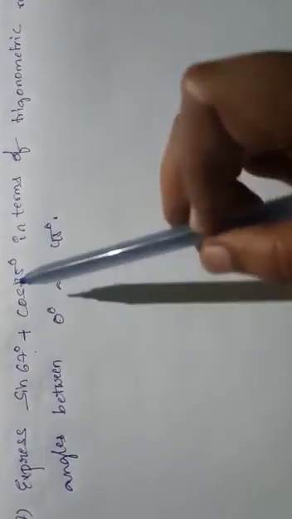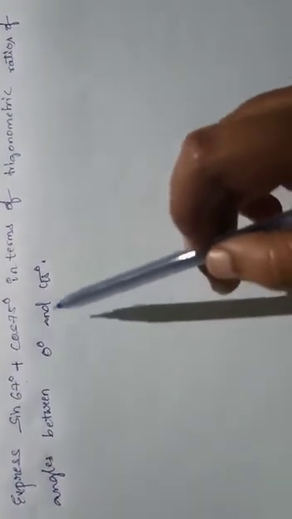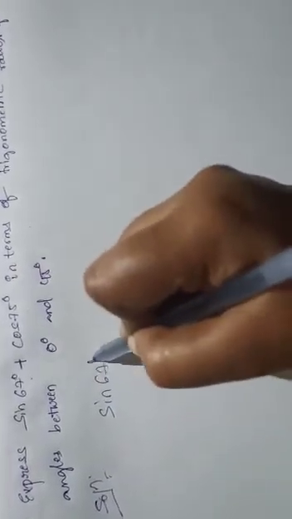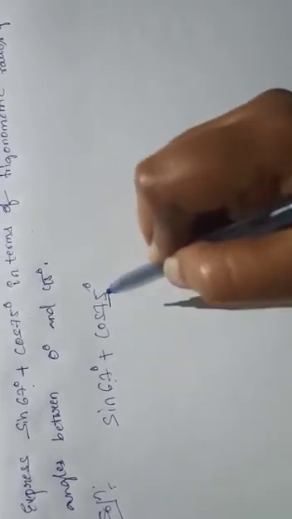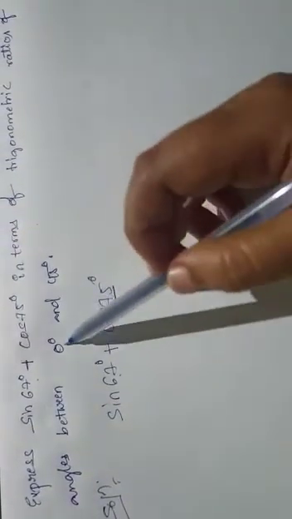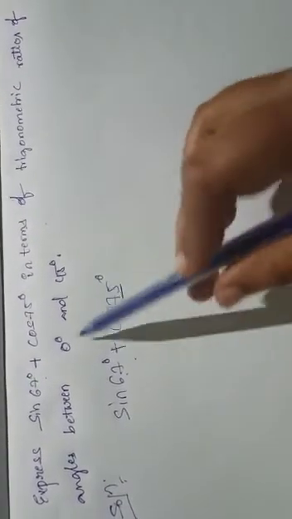Next example, express sin 67 degrees plus cos 75 degrees in terms of trigonometric ratios of angles between 0 and 45 degrees. See, sin 67 degrees, cos 75 degrees. 67 and 75 degrees are not between 0 and 45 degrees. Here we have to express these as angles which are between 0 and 45 degrees.